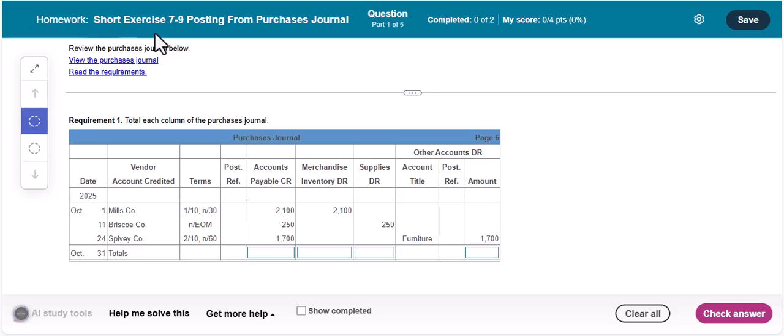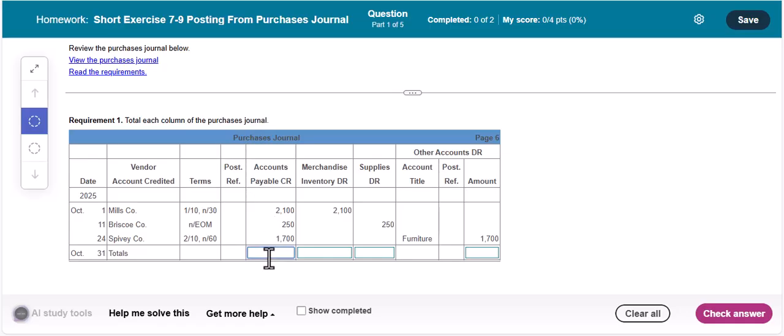Short exercise 7-9, we're going to post from the purchases journal to our general ledger and to the AP subledger. So our first task here, requirement 1, is total each column of the purchase journal. Let's go ahead and start with accounts payable.